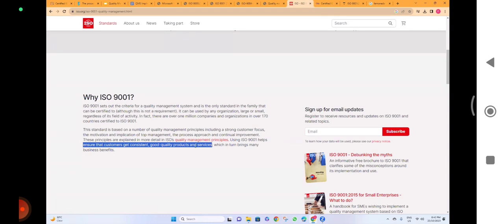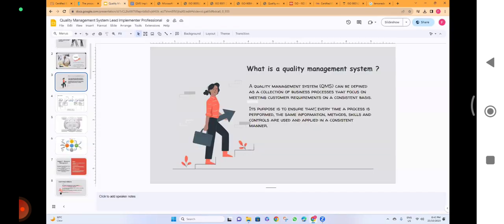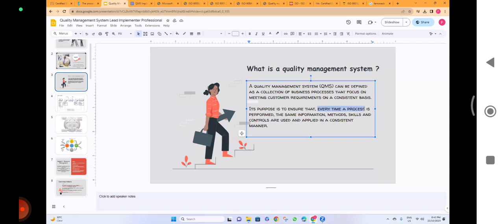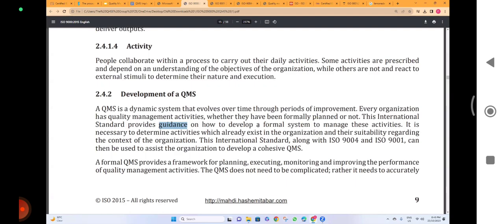This is your ultimate goal. And in order for your customers to get consistent and good quality products or services, you need to ensure that every time the process to deliver to a customer is performed, the same information, the same method, skills, and controls are applied in a constant manner. And the only way that you can have the same information, same method, and skills in a constant manner is by having a formal system to manage these activities.